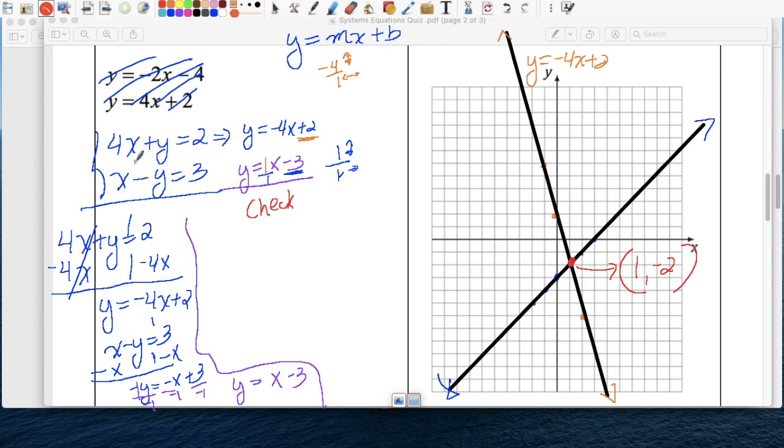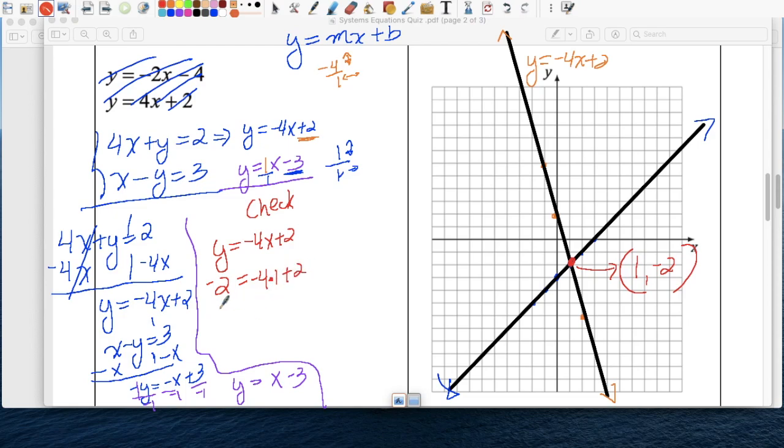Take equation 1, and it doesn't matter here. You can take this version or the second one, it doesn't really matter. Let's use the second one because that's easier. y equals negative 4x plus 2. And I'm going to replace the y and x with 1 and negative 2. So that's going to give me negative 2, because that's y, equals negative 4 times 1 plus 2.